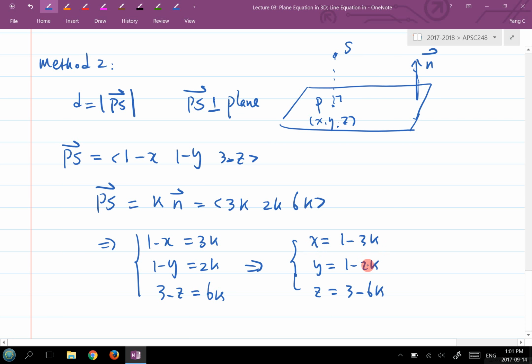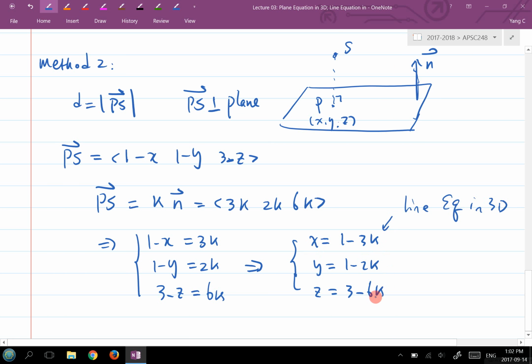As we're going to learn very soon, this is actually a line equation in 3D. We'll see how we can derive a line equation in 3D, but the formality here is basically a line equation.